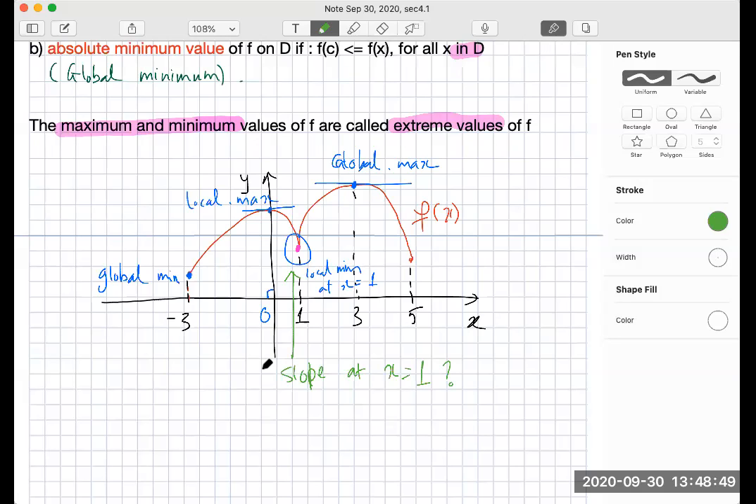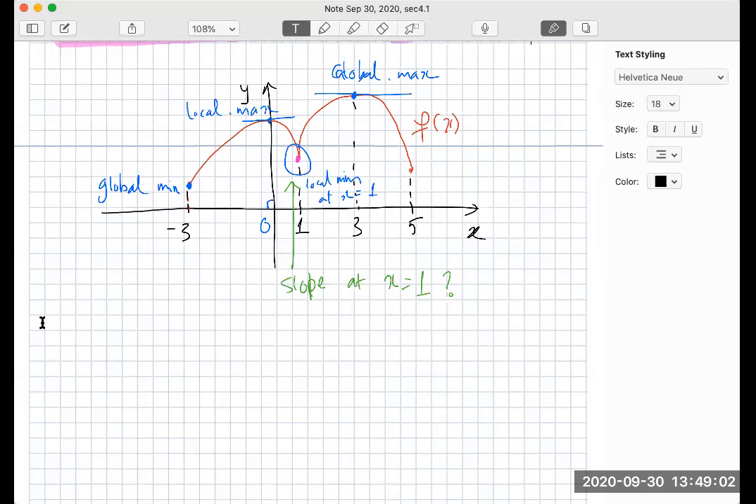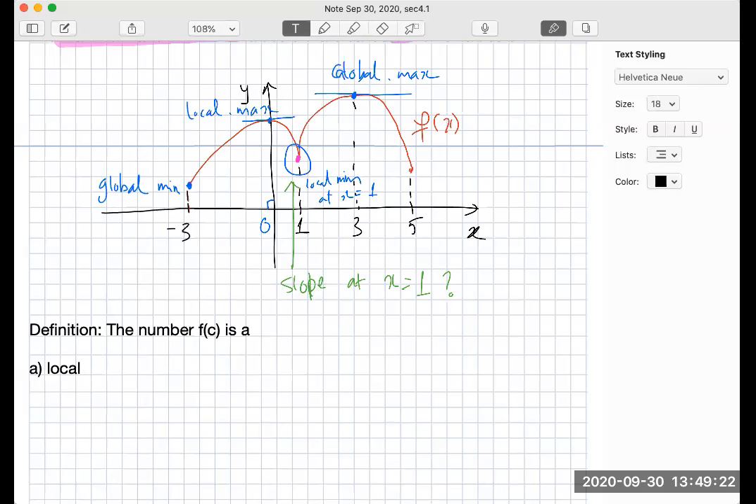Now, we have some definitions. Because it is the maximum near the neighborhood here, or locally, we have a definition. The number f of c is a local maximum value of the function f if f of c is greater or equal to f of x when x is near the point c.